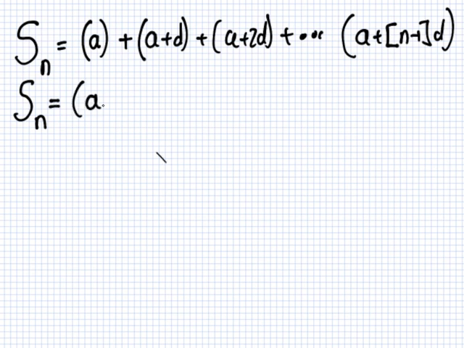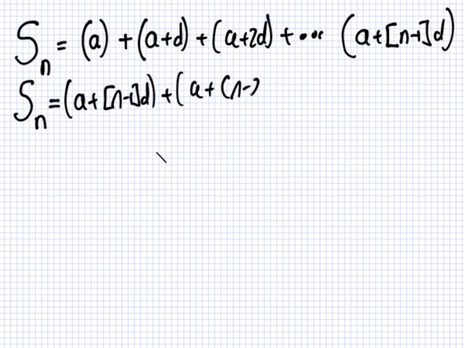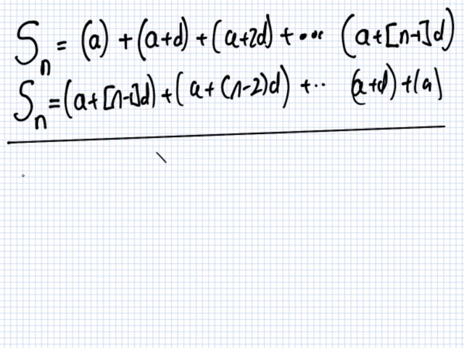So you have A plus n minus 1 D, and then you continue all the way down. So let me just write that a bit neater. A plus n minus 1 D plus A plus n minus 2 D, and you continue all the way back to the start: A plus D plus A. And then you add them together. So you get 2Sn.